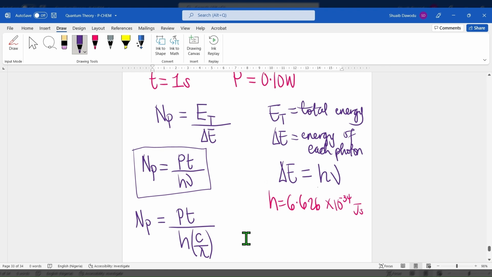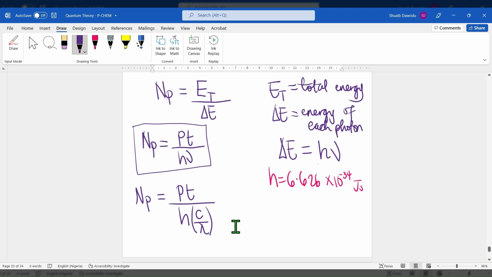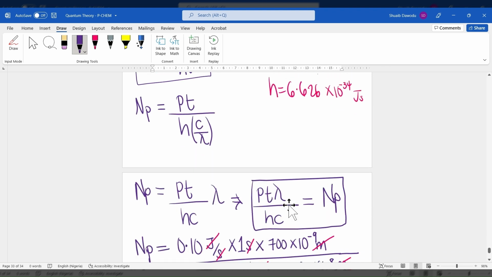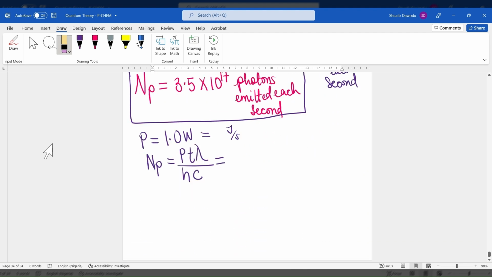We already know frequency is just simply speed of light divided by wavelength or lambda. We substitute it and we rearrange the equation for us to have the final equation to solve this, which is just NP, or number of photons, equal to power times time times lambda divided by HC. So knowing this, we can just simply substitute all of the values in this question.